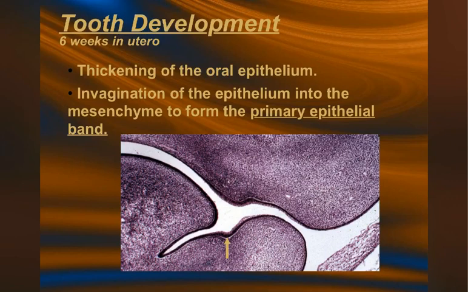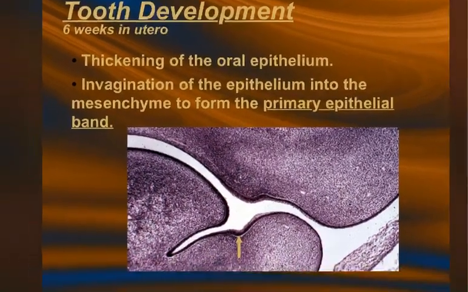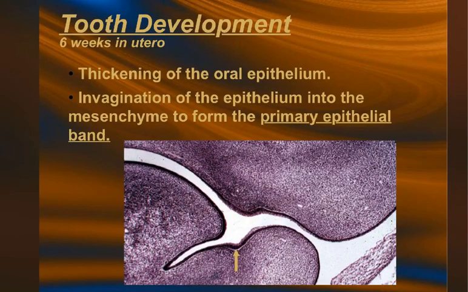Now we'll talk about the stages of tooth development week by week. During week 6, we see that there is local thickening of the oral ectoderm. This area here, this area here. So the oral ectoderm thickens. When it thickens, it means it's more active. It's undergoing interaction with the underlying tissue.